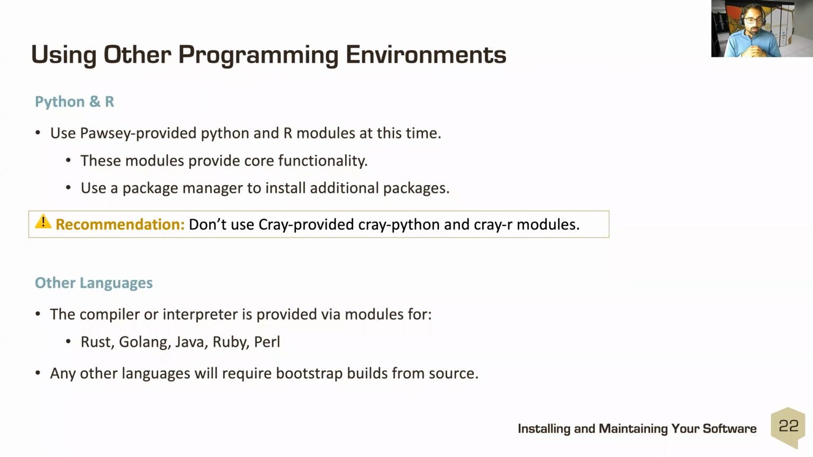Other languages. We have actually provided a couple of other languages such as Rust, Golang, Java, Ruby, and Perl. There are modules for these. If you have source code that requires these languages, we just load the module and then build from scratch. Any other languages actually require bootstrap builds from source. We probably wouldn't put the time and investment in unless we had multiple users asking for the same sort of language support.